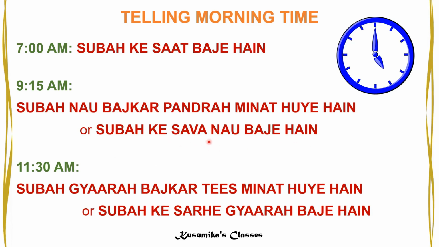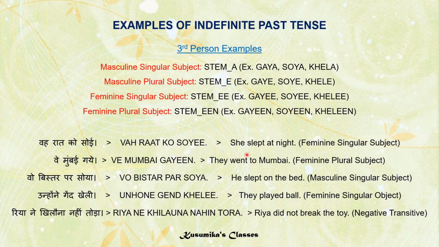Sawa stands for the quarter past hour. 9:15, quarter past 9. She slept at night. वह रात को सोई. They went to Mumbai. वे मुंबई गईं. He slept on the bed. वो बिस्तर पर सोया. They played ball. उन्होंने गेंद खेली. Ria did not break the toy. रिया ने खिलौना नहीं तोड़ा.